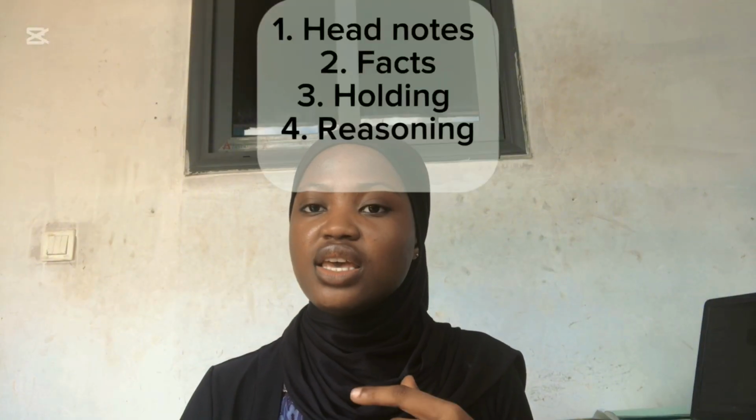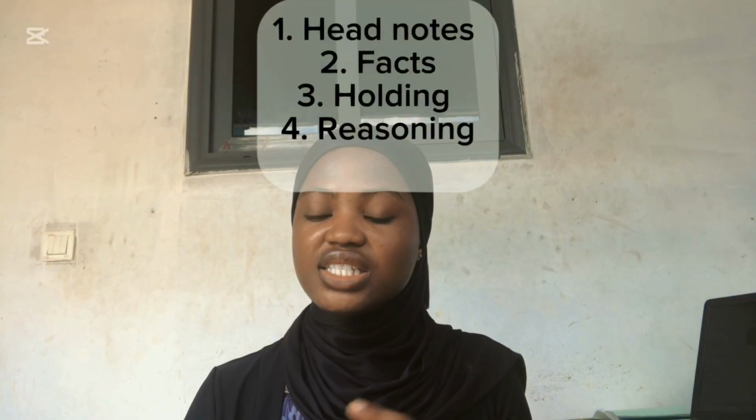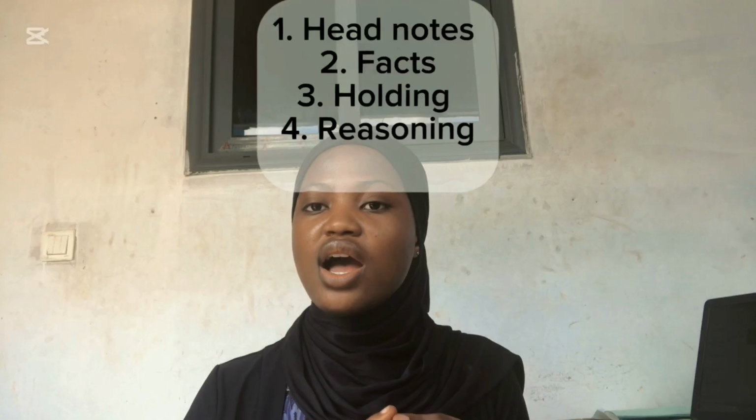The only difference between cases that have been reported and the ones that have not is that reported cases come with head notes. And head notes are simply a summary made by the person who reported the case. Let's say it's like a newspaper, but it contains only cases. You get it? It's more like a booklet rather than a newspaper. So a reported case will have the head notes, the facts, the holding, and then the reasoning.